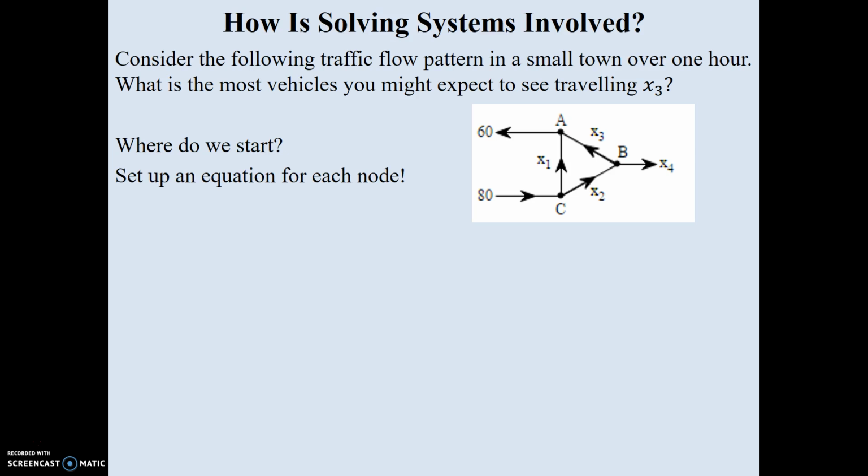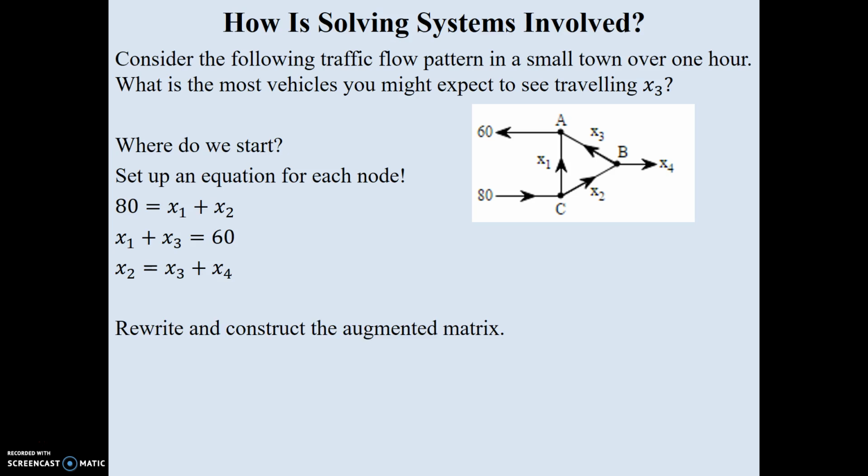So if I look, I have at this junction here 80 coming in, and that has to be equal to its output of x1 and x2. The second equation there, I have coming into junction A x1 and x3, and the output there is 60. And then if I look at junction B, I have the input of x2 and the outputs of x3 and x4. So there's my three equations. Now I want to rewrite them so that they make a little bit more sense by putting the variables on the left side and the constants on the right side, and then I can use systems to help me solve this problem.